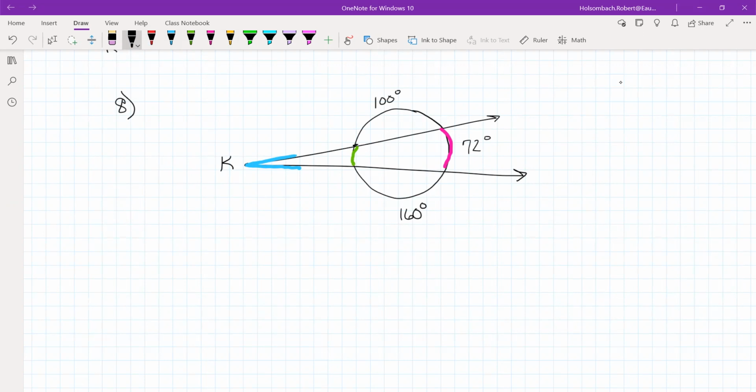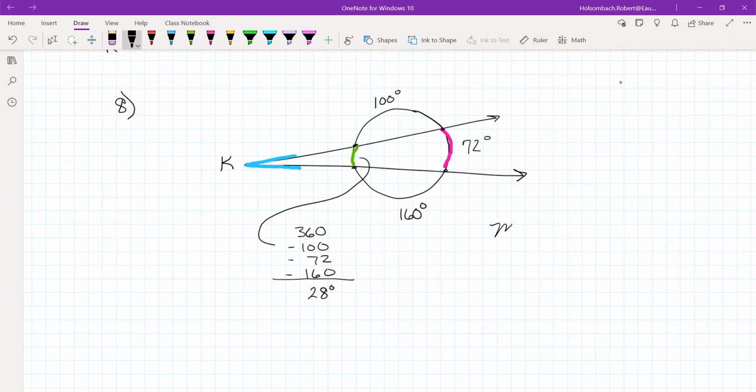But this 100-degree arc and the 72-degree arc and the 160-degree arc and the green arc all need to sum to 360, don't they? So this arc in here is going to be 360 minus 100 minus the 72 and minus the 160, which is 28 degrees. So this green arc in here is 28 degrees.